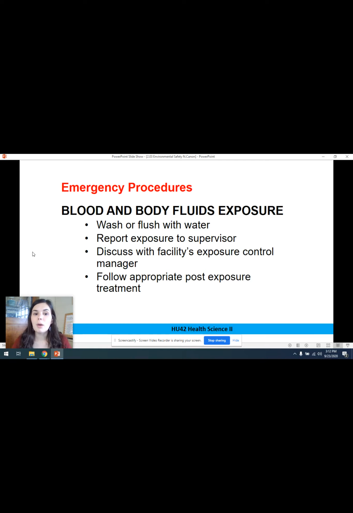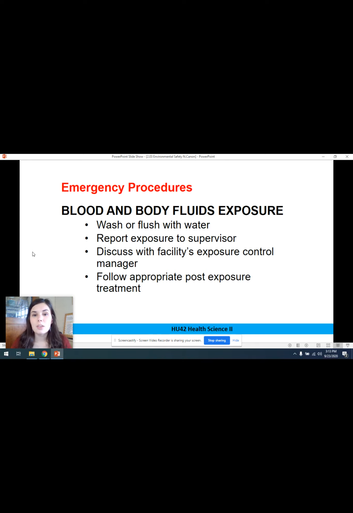When dealing with blood and body fluids, you have to remember all of that information from your BBP, making sure that you're using the proper PPE. The first thing is to wash or flush out the area with water. Next, you're going to want to report that exposure to your supervisor because, again, you don't know what kind of viruses, pathogens, or anything like that could be in that blood or body fluid that you don't want to get it in your system and cause you to get sick.